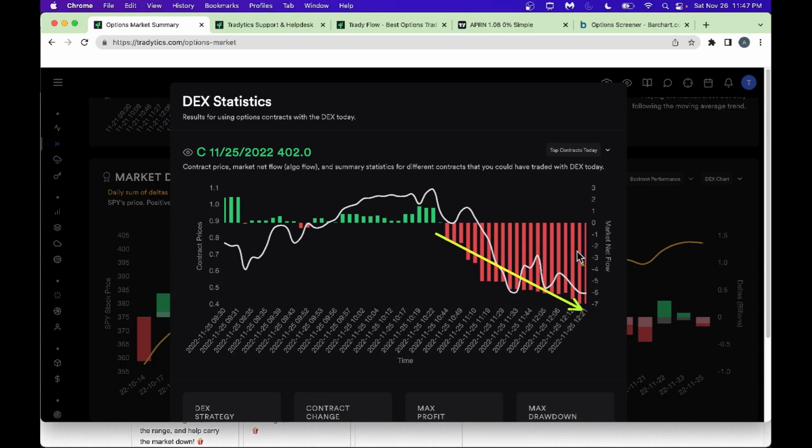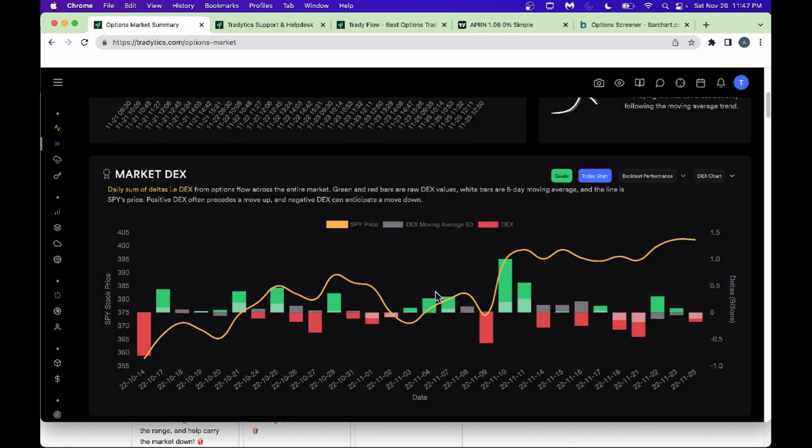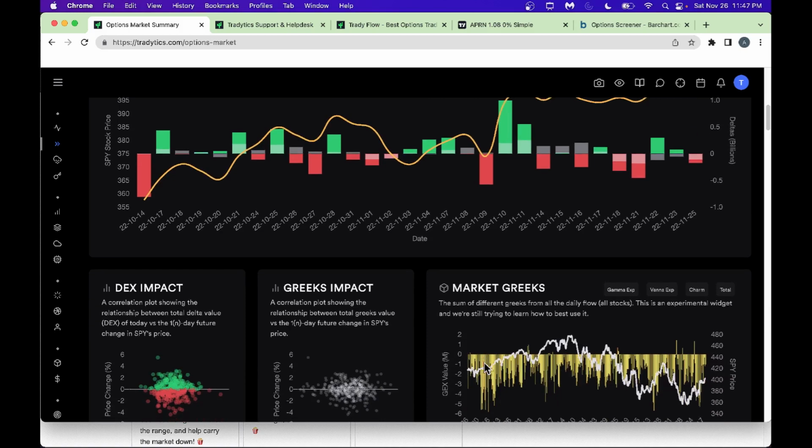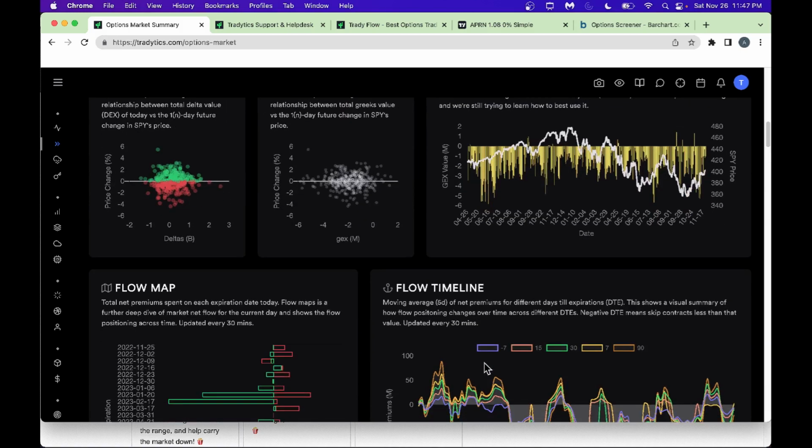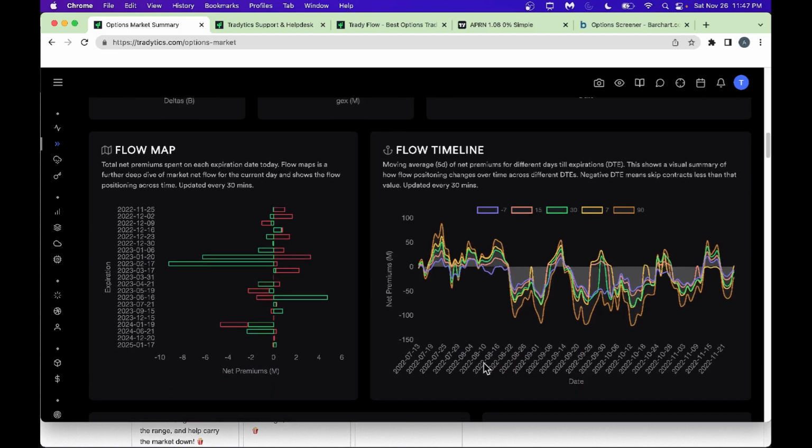All right, so we'll jump in here and look at a few more things here. All right, so it's got some more details. You can look at my video where I talk about these things in a little more detail, and you can look at this nice flow map here.